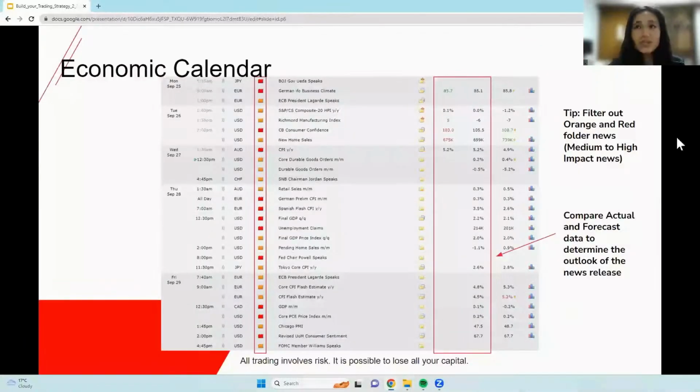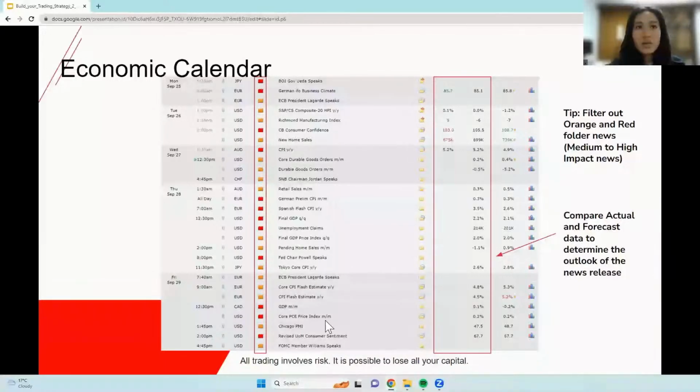So this was last week's events. You can see we like to use forexfactory.com. So let me just pull out this week's events. This just shows you the medium to high impact news events. This is just how we like to use an economic calendar, by comparing the actual and forecasted data to determine the outlook of the news release.